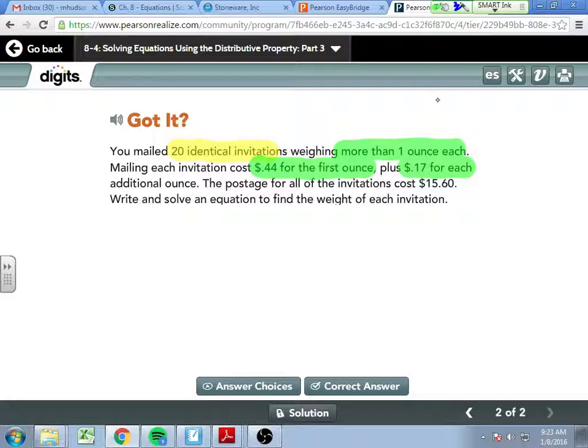Now, do we know how many extra ounces there are? Do we know the weight of our letters? No. So our variable should be our extra ounces. So let's go ahead and write that somewhere. Extra, and OZ is the abbreviation for ounces.